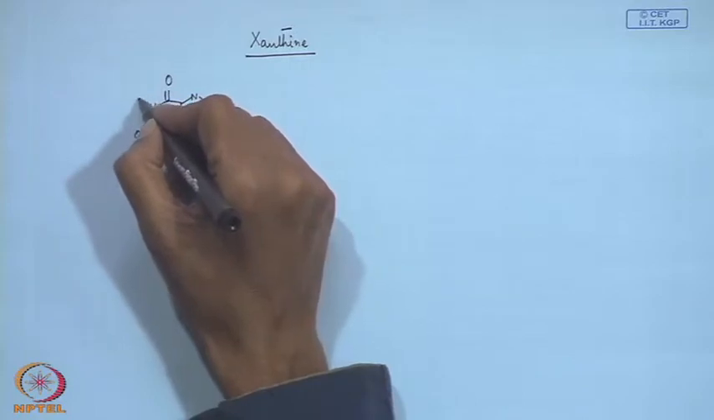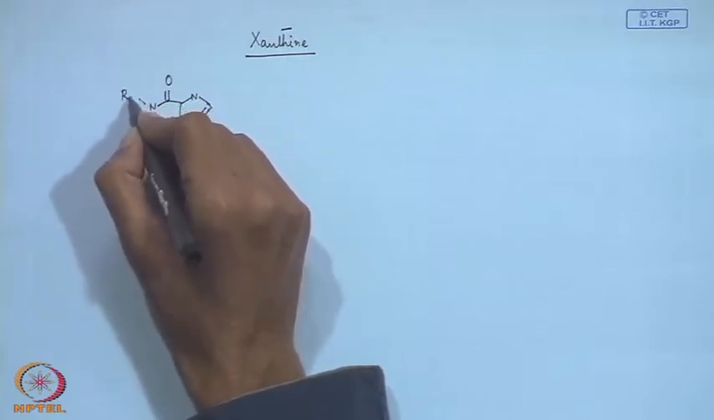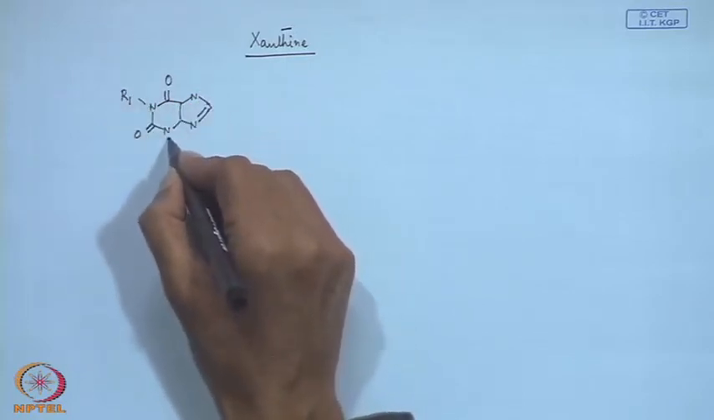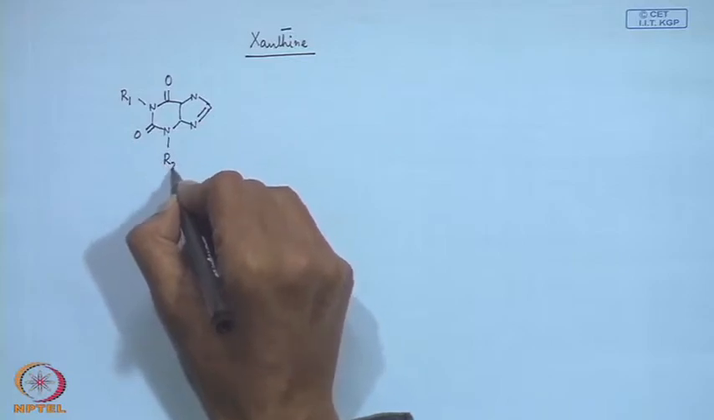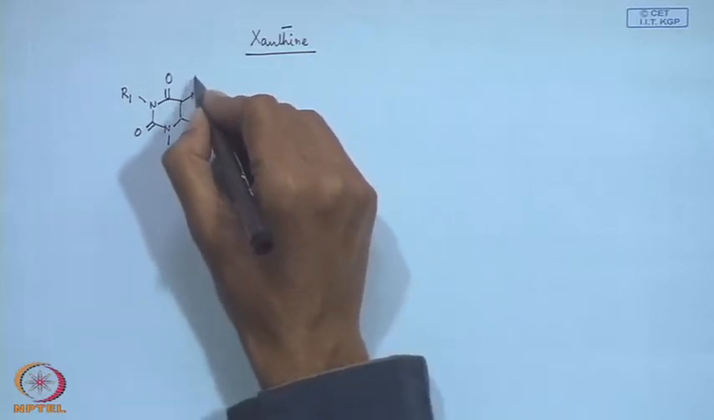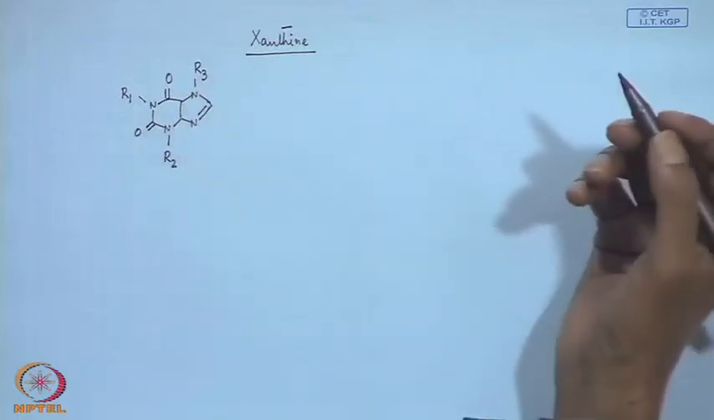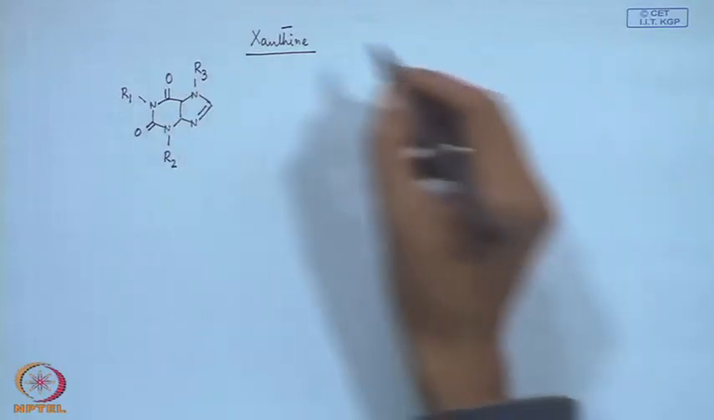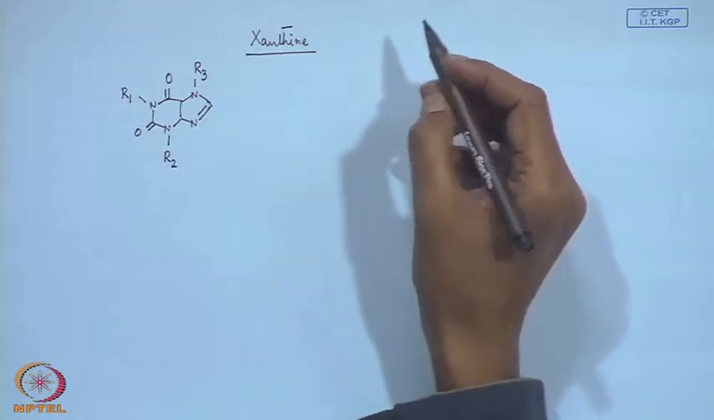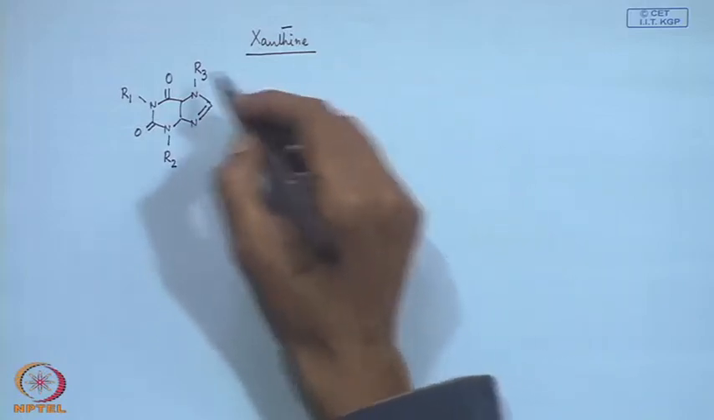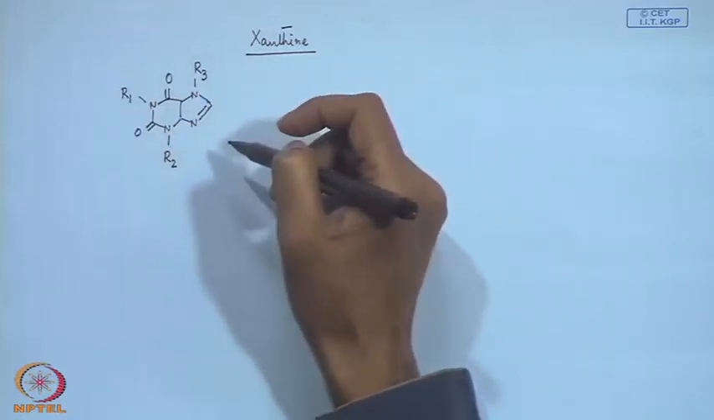And you can have 3 substitutions, R1, R2 and R3. These can be your hydrogen also. So, related to xanthine, the xanthine molecule will come there. So, related to the xanthine molecule, there are some other types of molecules, all these.